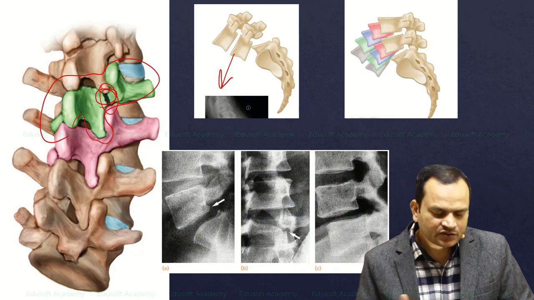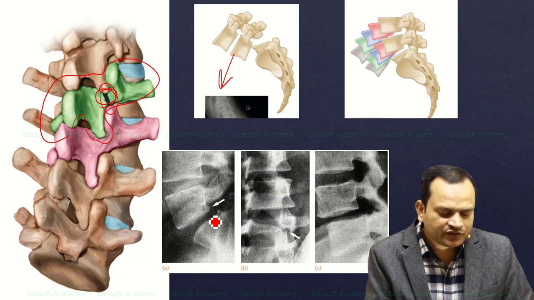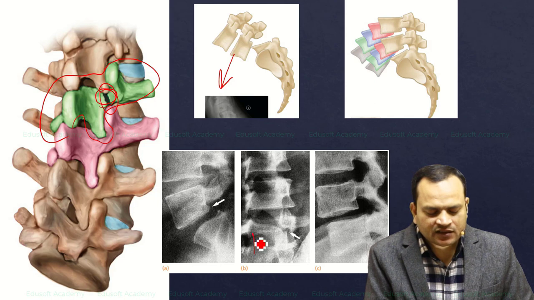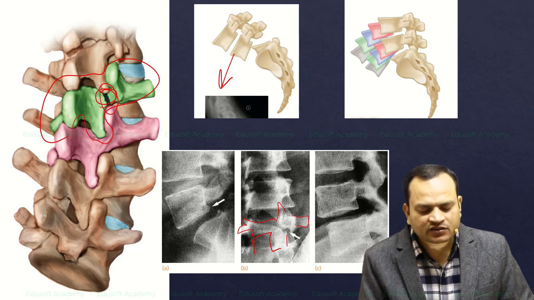x-ray. So this is then x-ray. So if you see this, there is movement. Anterior translation of the vertebra of L5 over S1. This is the limb, this is the neck, the head, or a Scottish dog appearance.